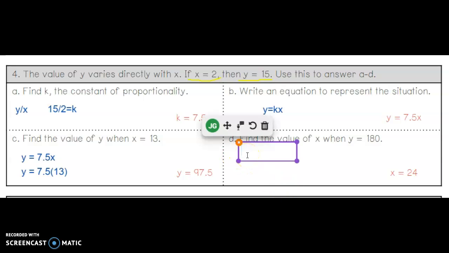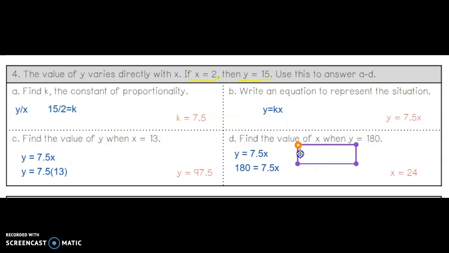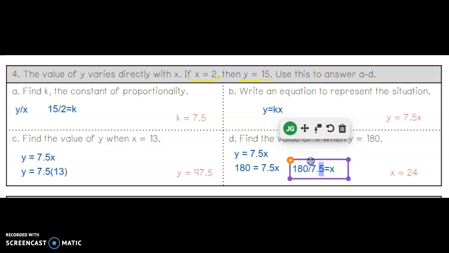Now for D, it says find the value of x when y is 180. We are once again going to start with our equation of y equals 7.5x. But if they give us the y value, we substitute that in for y and then rewrite the rest of our equation. Now, this should look an awful lot like a one-step equation. You are going to solve for x by dividing both sides by 7.5. That will give you your x value of 24.